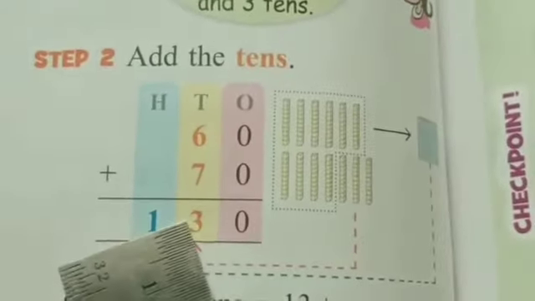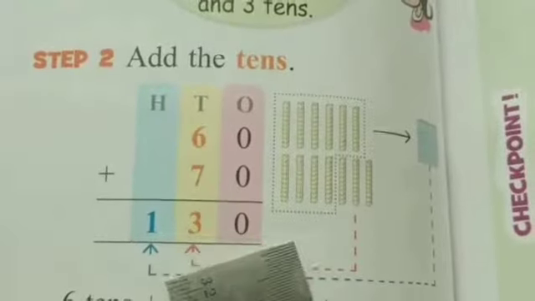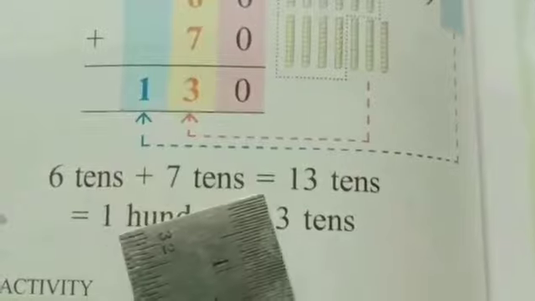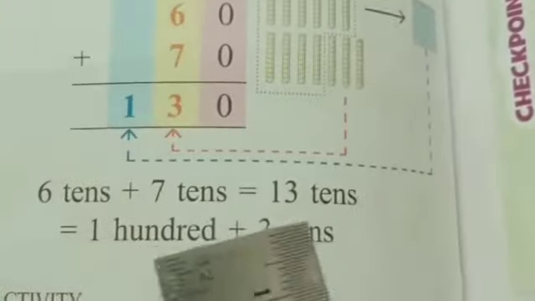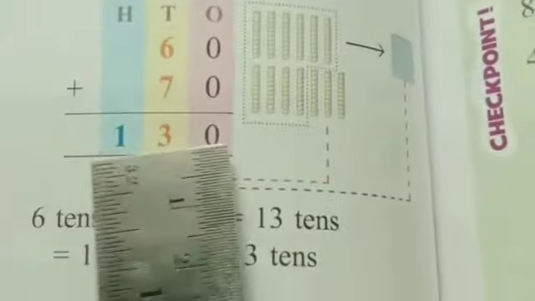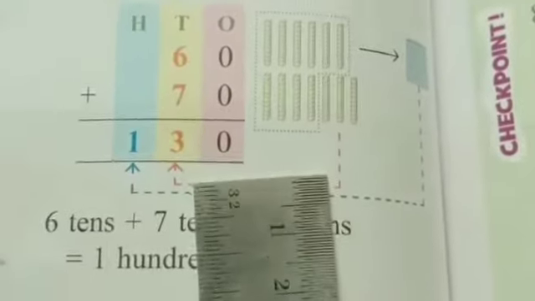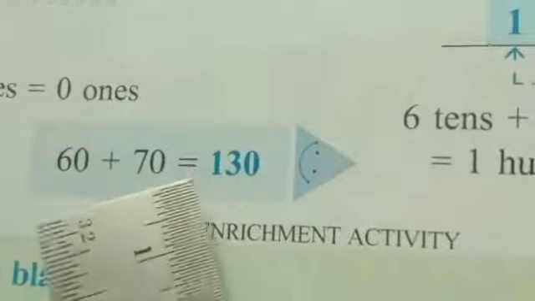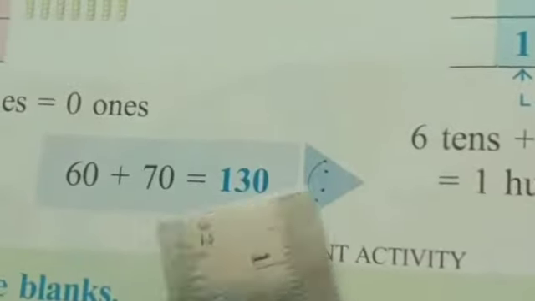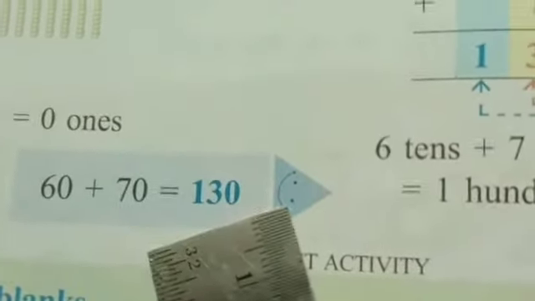Okay. So the answer is 130. 6 tens plus 7 tens is equal to 13 tens. So therefore 100 plus 3 tens. So the answer will be 130. Here you can see 60 plus 70 is equal to 130.